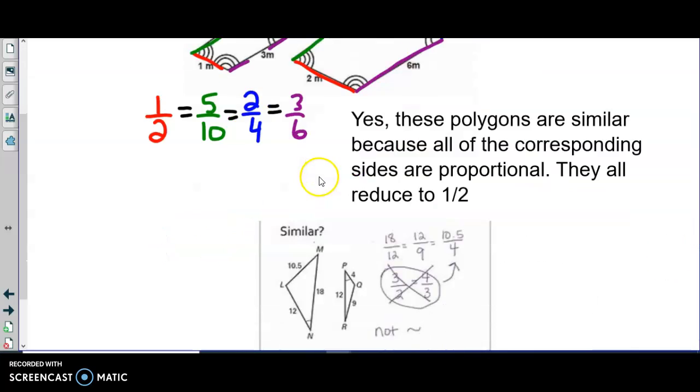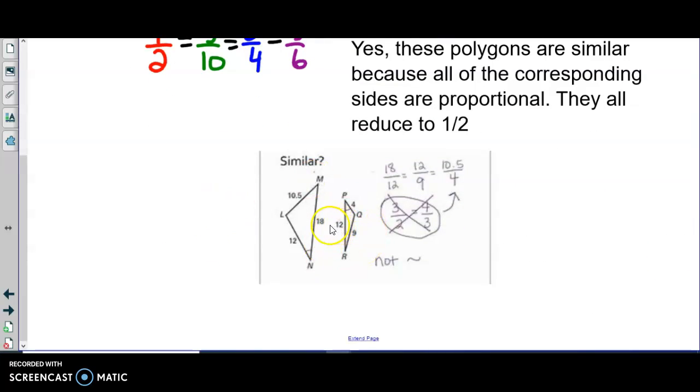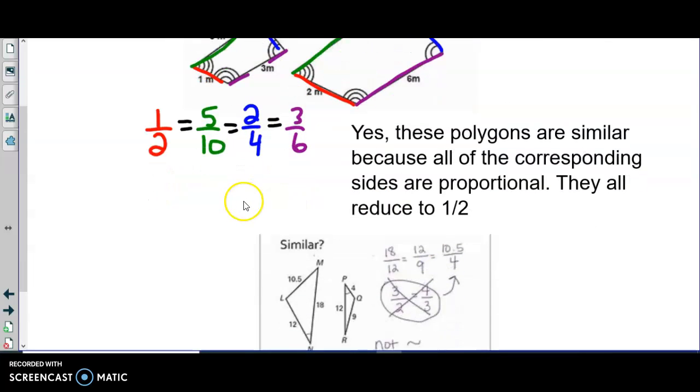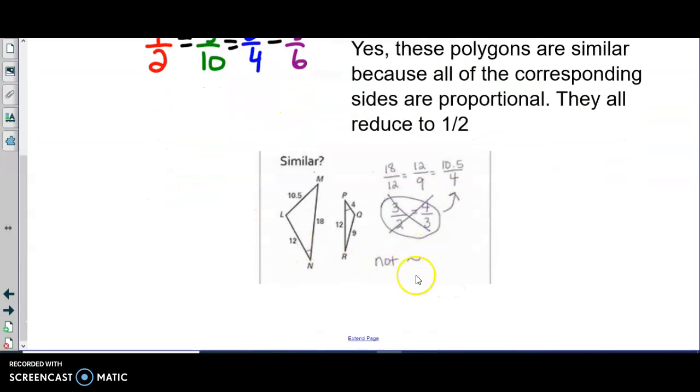All right, this is not always the case though. Sometimes you see a problem like this and you label the corresponding sides and go to check the fractions, and you see like these first two both work. Those both reduce to 3/2, but then the last one doesn't. It reduces differently. So since these do not all reduce the same, these are not similar. So I wanted to show you one of each type. If all of your fractions reduce to the same thing, it is similar. If not, then it's not similar.